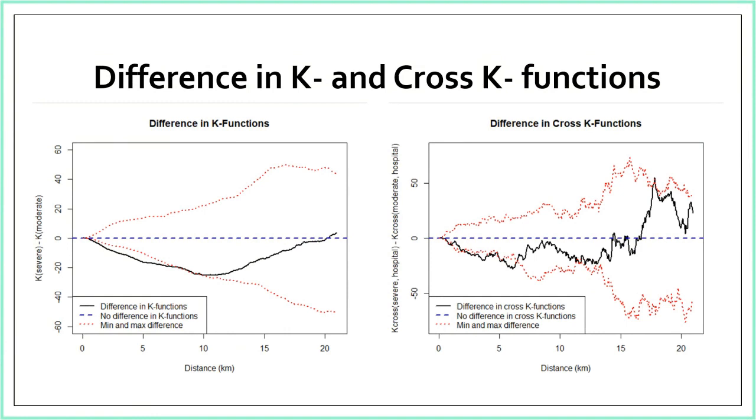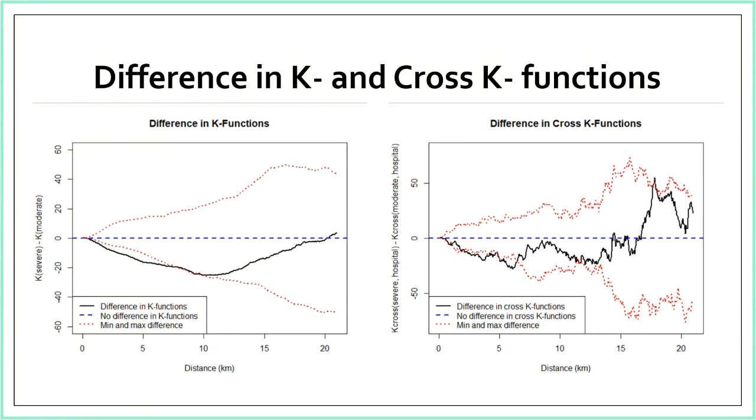On the right, we look at a difference in cross-K functions. So cross-K functions are a way to characterize clustering of outcome groups around specific events, such as the two ChristianaCare hospitals, and are a function of distance from the events. We observe the difference in cross-K functions describing the clustering of severe hospitalizations around hospitals compared to the baseline clustering of moderate hospitalizations around hospitals. And the red Monte Carlo lines and the blue null hypothesis lines have the same interpretation.